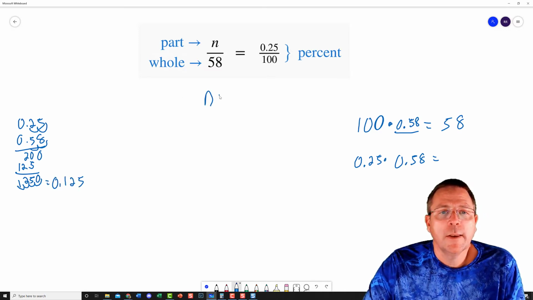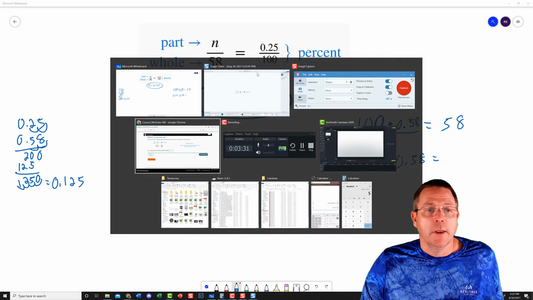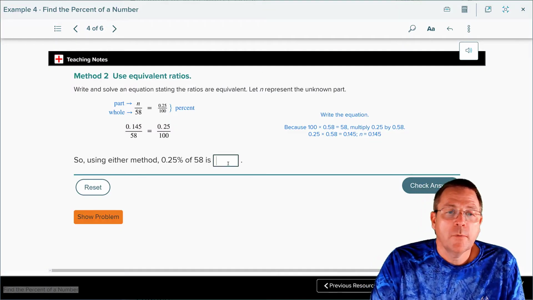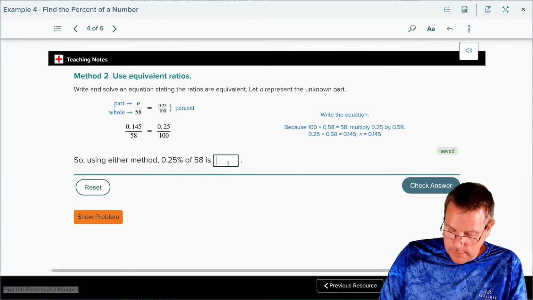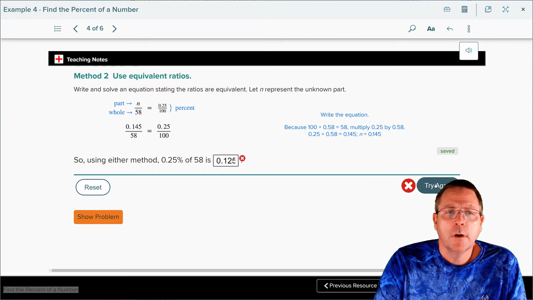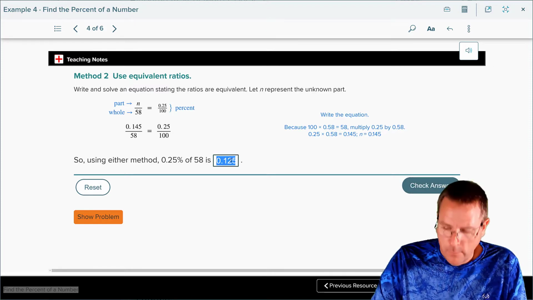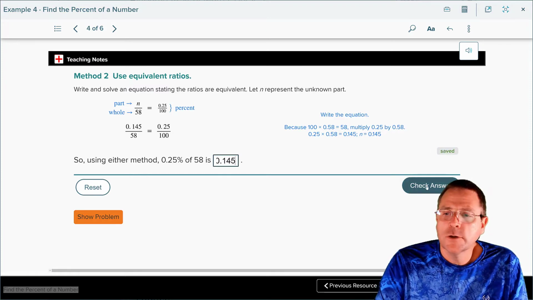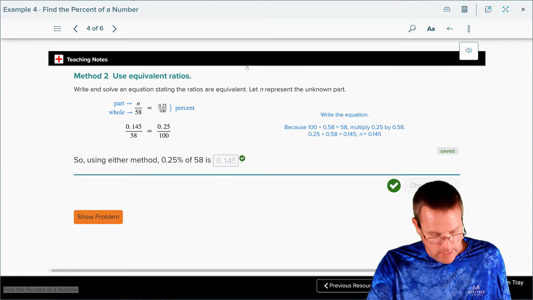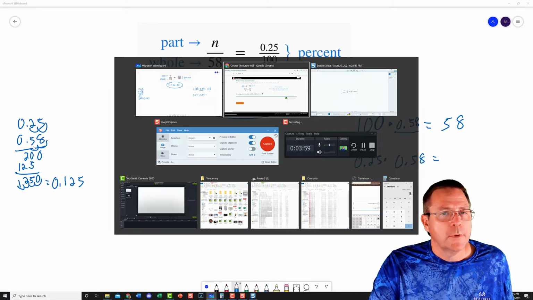So you can say now that n is equal to 0.125, which is the same exact answer we came up with the other way. So we can go here, 0.25% of 58 is going to be 0.125. Make sure you're putting your 0 in first. Uh-oh, what did I do wrong? I did bad math. It should actually be 0.145. Not sure where I made my mistake, but obviously somewhere over here I added badly or something. Oh well, get over it.